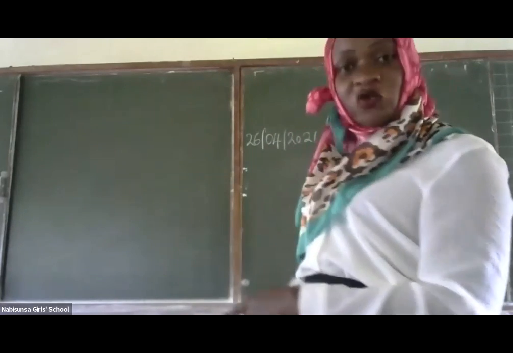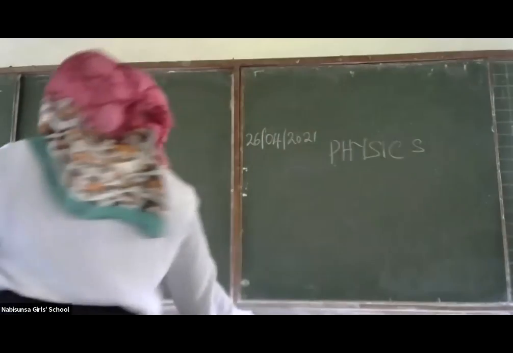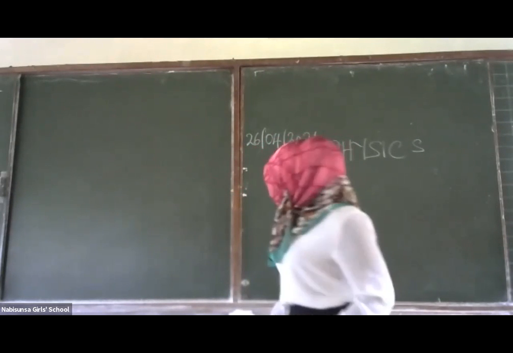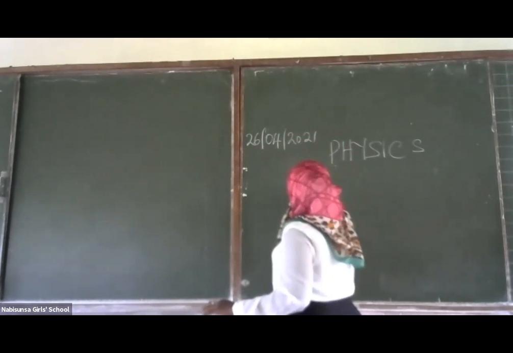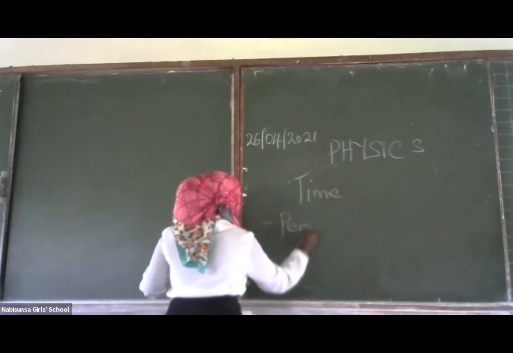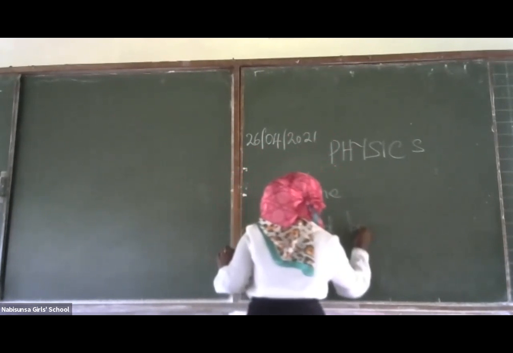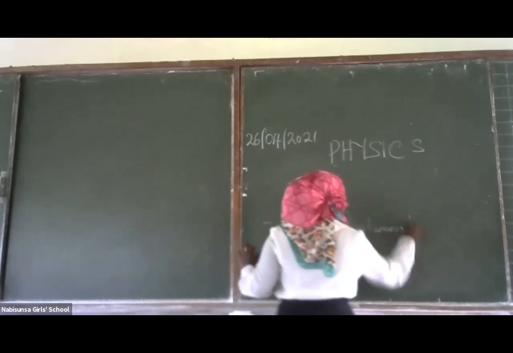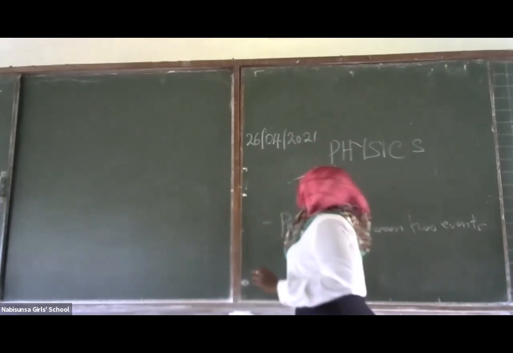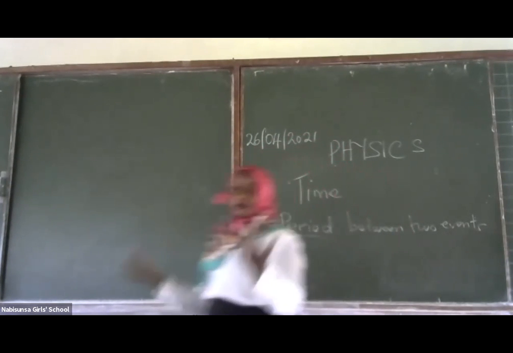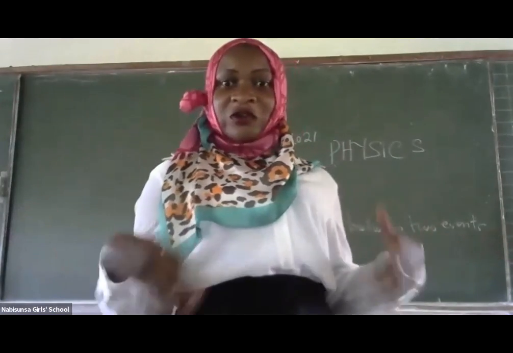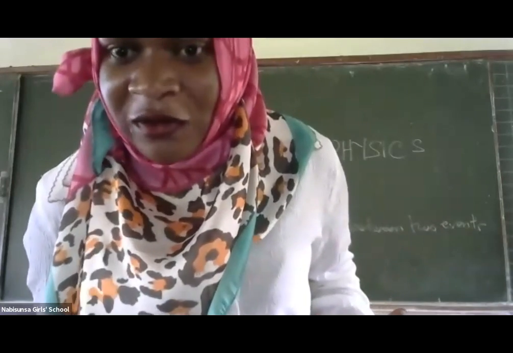We have those English words that we normally use to describe time. What are those words that we use to describe time? Someone has told me time is the period between 2 events. Very simple. One of the English words is period. Another word can we use to describe time? Duration. Thank you.